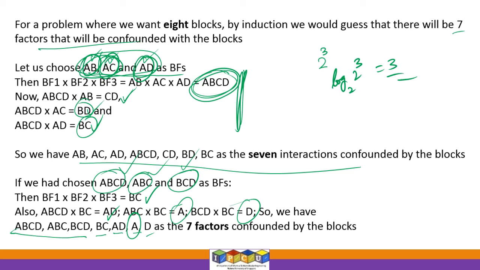This is a danger sign. We do not want this to happen. So this choice of basis blocking factors is not good. This is much better. So some designs are better than the others. Even though they may share other characteristics, the choices for our basic blocking factors matter a lot.